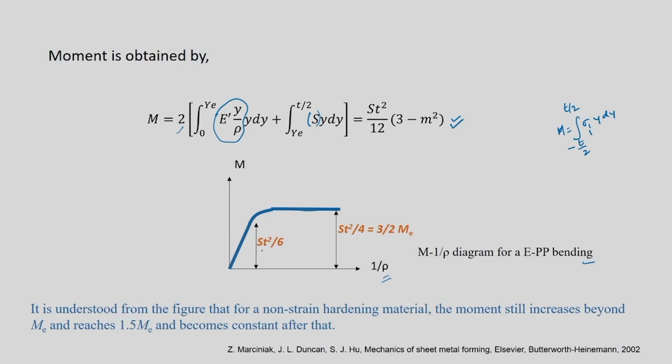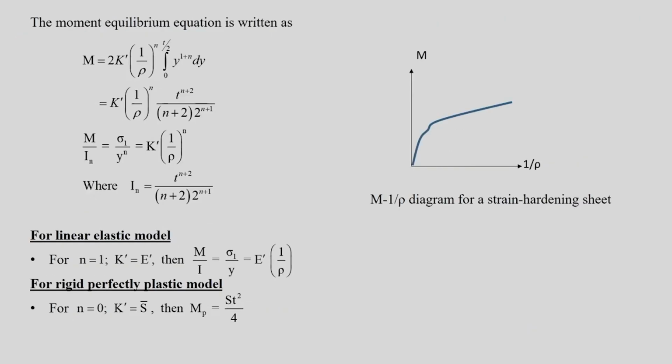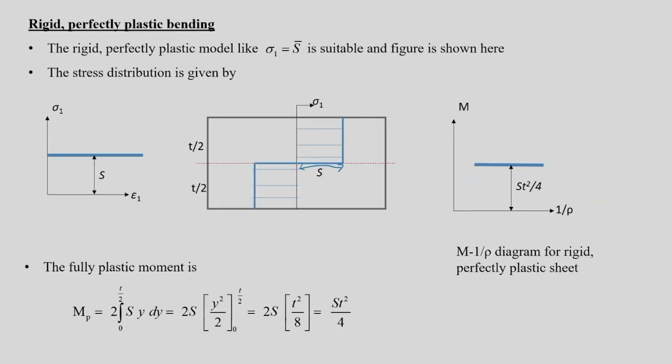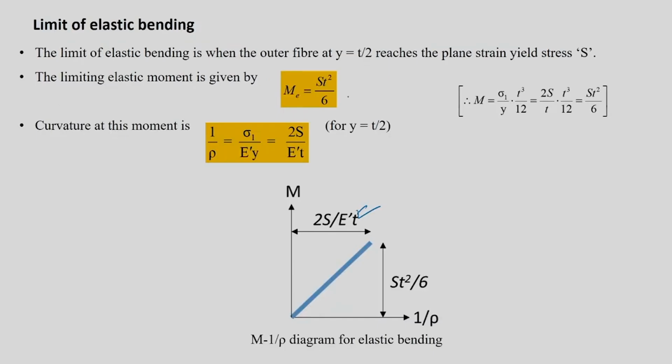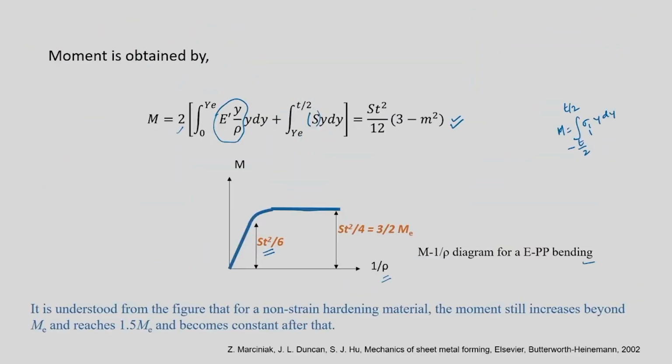And this is going to be your ME. ME we already discussed as S T square by 6, we already derived this. If you go back to the previous one, you can get it. ME is S T square by 6, yes. Your limiting elastic moment is obtained as S T square by 6. Similarly, we got MP also, which is nothing but S T square by 4. So, these two can be combinedly used to draw this particular moment versus 1/rho diagram, S T square by 6, S T square by 4.